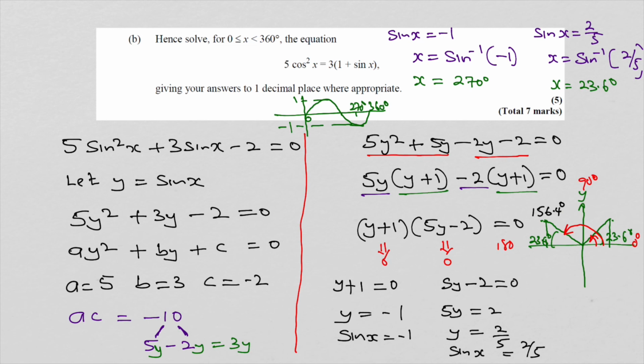So now we've got the values for x. The first value is 23.6 degrees. The second value will be 156.4 degrees, and the third value will be 270 degrees. And those are the values that we're looking for x.